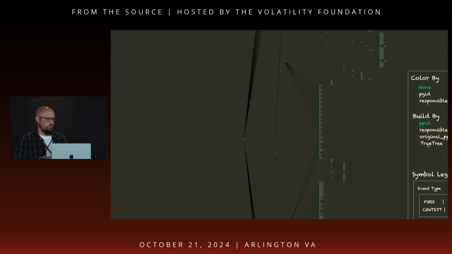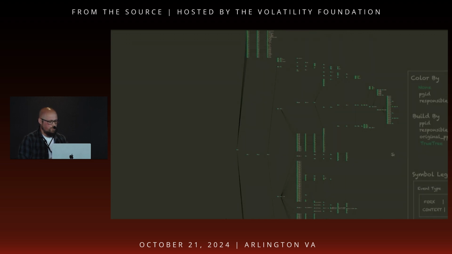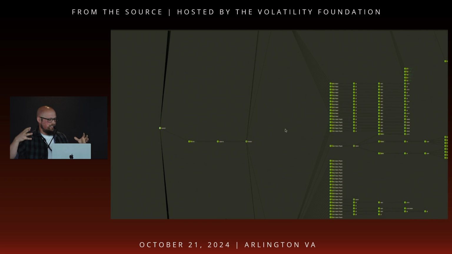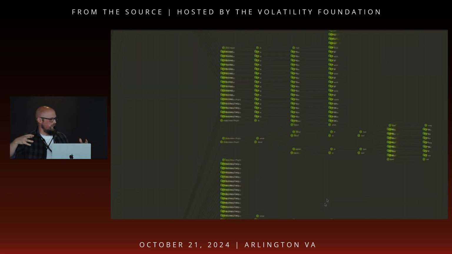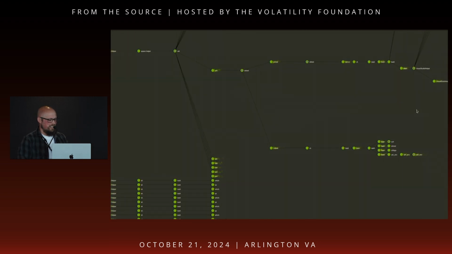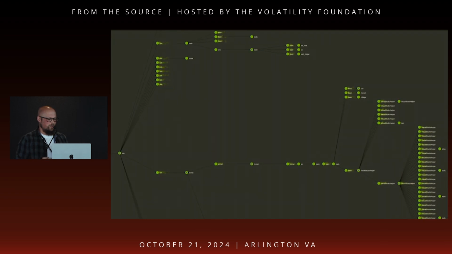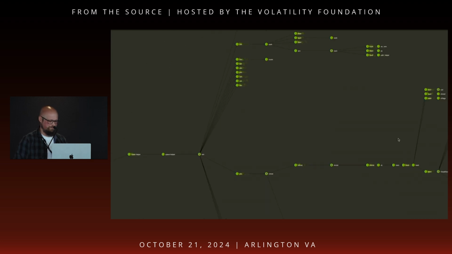I'll flip that into the True Tree mode. And then I'm going to color by the responsible PID. Again, everything in here has the same color, which tells me everything's operating with the same permissions. There's a lot going on here, yes, because there's malware involved, but also because this is Visual Studio. Visual Studio does a lot of stuff in the background on the system when it comes to shelling things out.